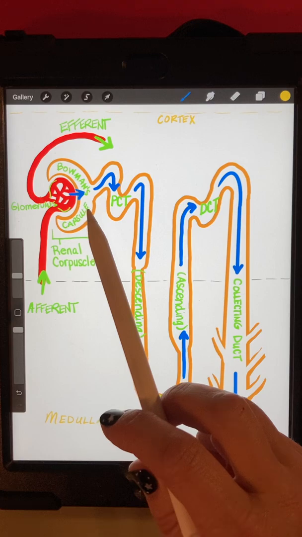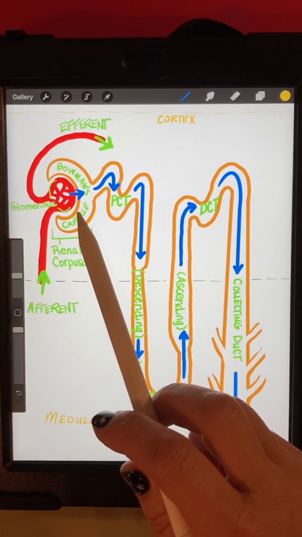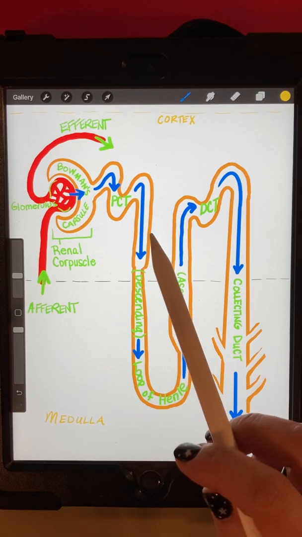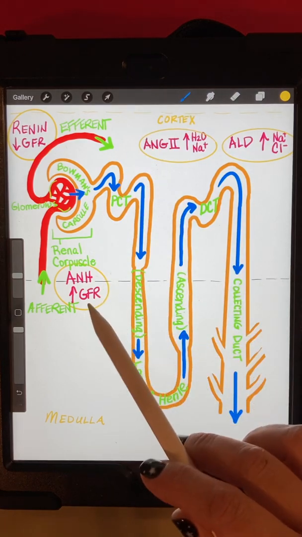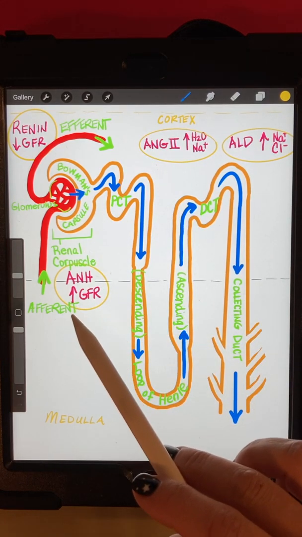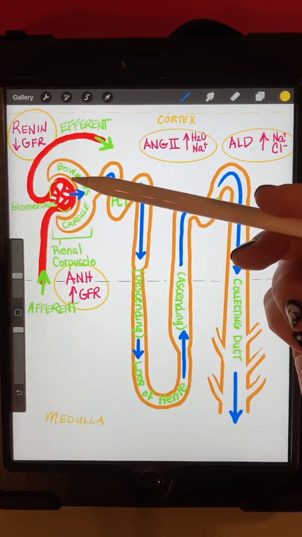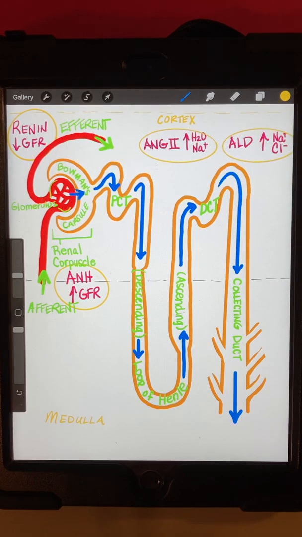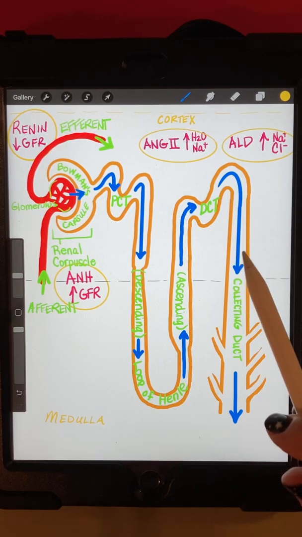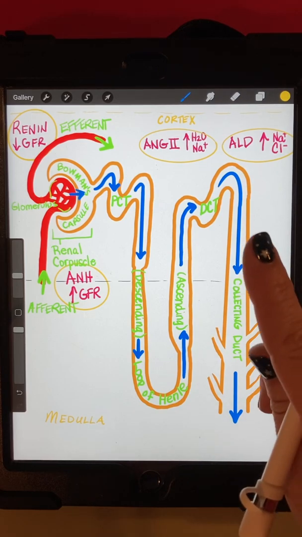So the rate at which this fluid is filtered is called the glomerular filtration rate, and it's managed by hormones renin and atrial natriuretic hormone. Renin decreases the filtration rate if the body's sodium level and blood volume are too low, and that causes the renin angiotensin aldosterone cascade. When those hormones are stimulated, they work together to limit water and sodium loss in the process of urine formation. So retaining water and sodium will increase the blood pressure and blood volume back to normal.